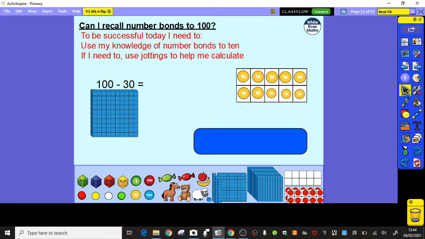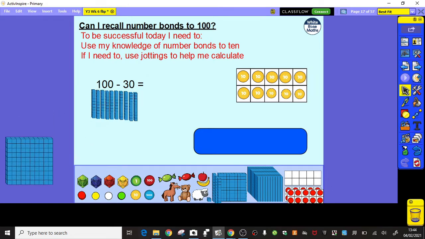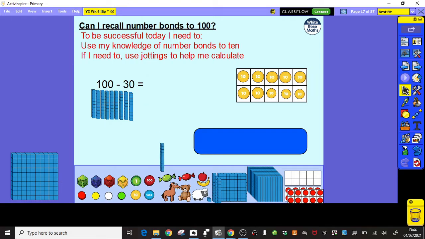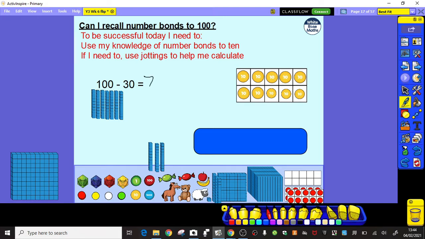Okay, let's have a look then. So I've got my Dean's 100 block there, but to be able to take anything away from it, I'm going to have to swap that to 10 individual rods. So there are my 10 rods, and if I take away 30 of those, how many do I have left? Oh, there's 70 left, aren't there?